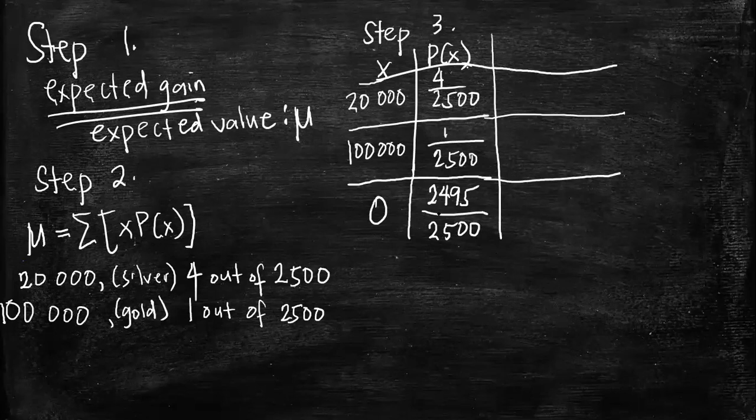Okay, now find our expected value or the mean. So x times p of x. Okay, so 20,000 times 4 over 2,500. Ilan? 32, sir. Okay, we have 32.